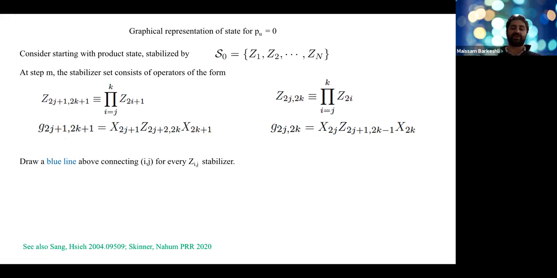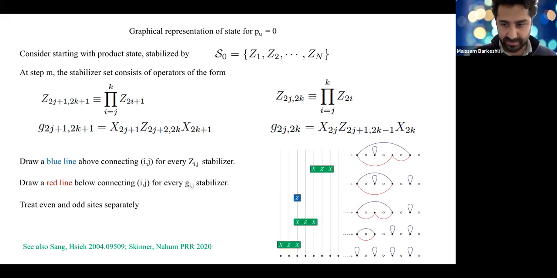So graphically, what you can do is draw a blue line. The picture's over here. You would draw a blue line above that connects I and J for every Zij stabilizer, and then we draw a red line below that connects I and J for every Gij stabilizer. And we treat even and odd sites separately.